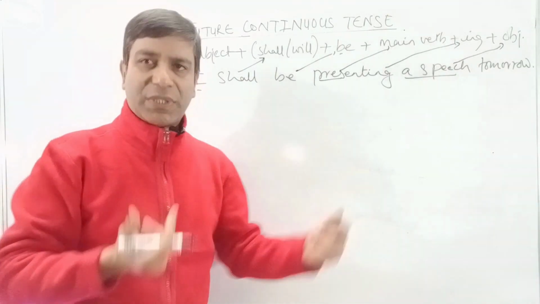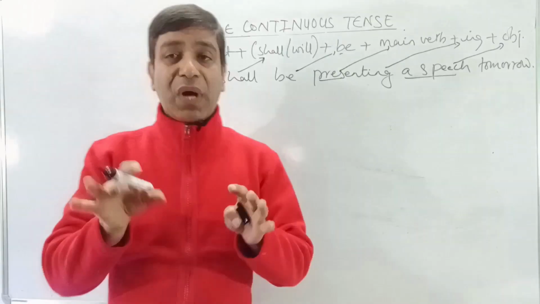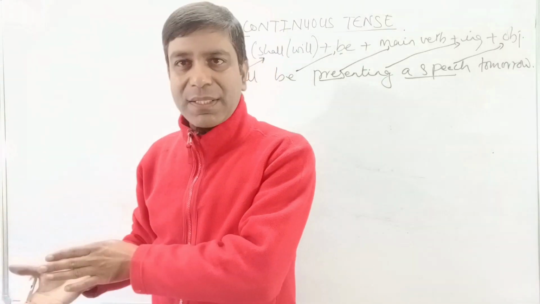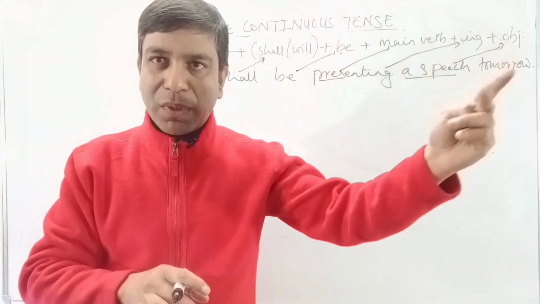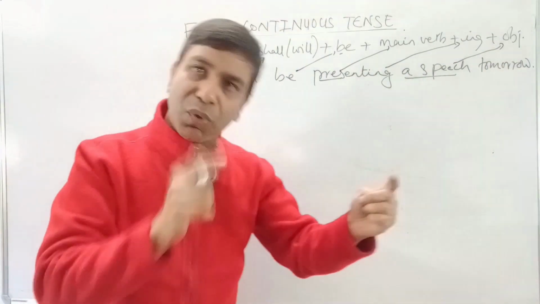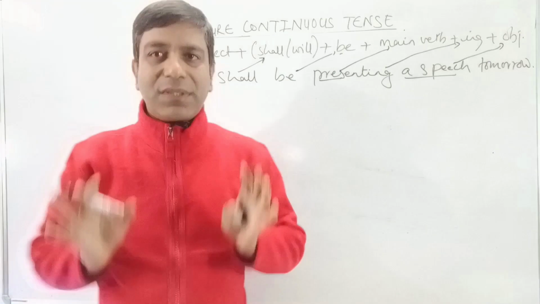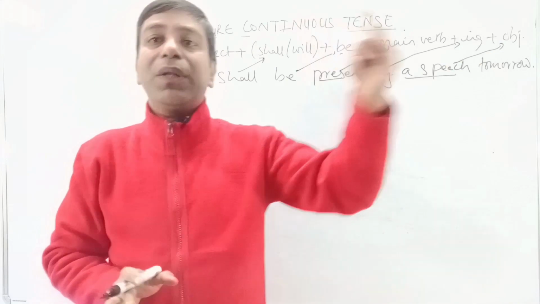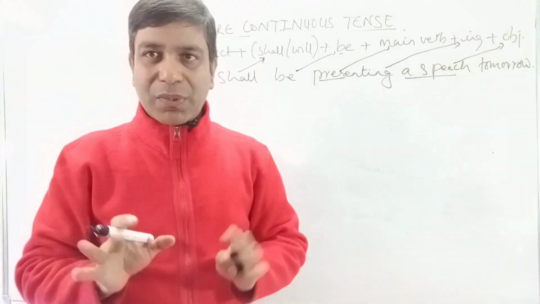It represents the future time. So I shall be presenting a speech tomorrow. That simply means you are not presenting a speech now. You haven't presented a speech yet, but you will be presenting the speech tomorrow. You are talking about the future time. I shall be doing this. You know that you will be presenting a speech tomorrow at this time. So when you see the future, when you see yourself where you will be and what you will be doing, we use future continuous tense. Let's take another example.